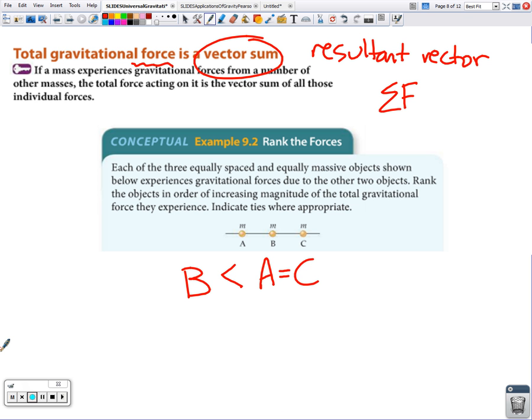Okay, so where is B? In the middle. A pulls on it. Which way? Let's go with directions, because nobody watching the video is going to understand that way. So A pulls on B. Which direction? To the left. C pulls on B. Which way? To the right. What is the vector sum of two forces that pull on something to the left and the right? Zero. The net force on B is zero.